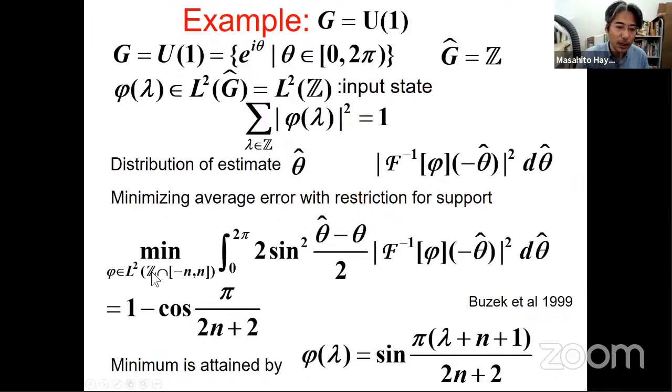Then of course, if we allow any file, our estimate becomes as precise as you like. But we need some limitation. For example, the support of G is limited to between minus G and G. So under this condition, our optimal solution is this one, and the minimum is attained by this one. This is a known result.